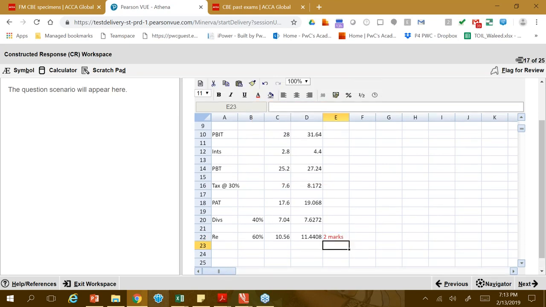So where would these retained earnings go? They will now go into the equity part of the SOFP and will get added onto the reserves. So any questions on this P&L extract first before we go on? Any quick questions on the P&L extract?